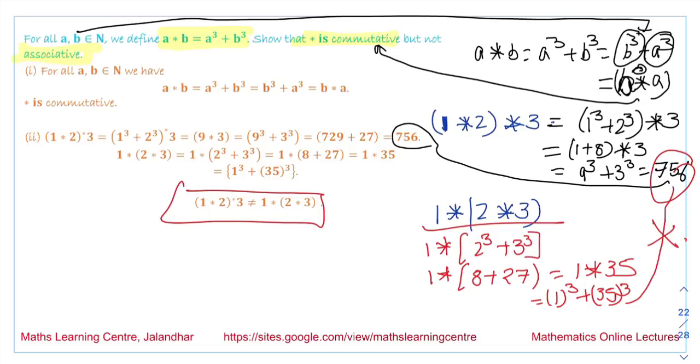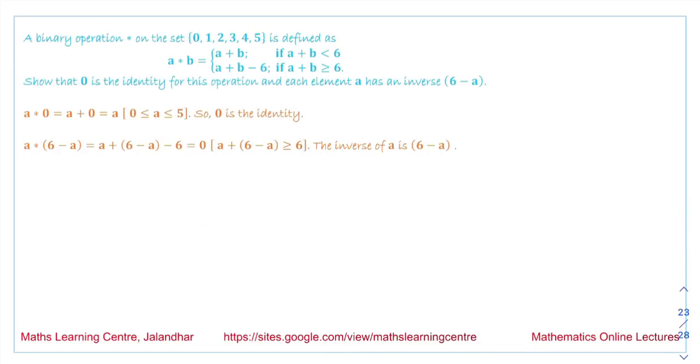Next is a binary operation star on the set {0, 1, 2, 3, 4, 5}. It is defined as A star B equal to A plus B if A plus B is less than 6, and equal to A plus B minus 6 if A plus B is greater than or equal to 6. We have to show that 0 is the identity for this operation, and each element A has inverse 6 minus A.